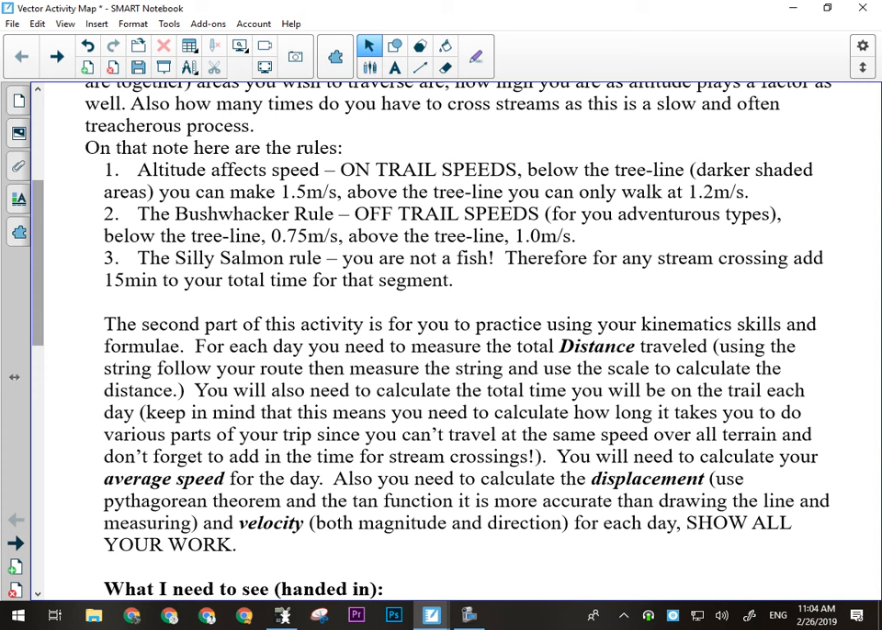So you stop, you check for a good spot to cross. I mean, if you're on the trail, well, you have to stop and wait because there'll be a what? Right. If you're off trail and you're crossing a river, then you've got to take your time and find a good spot to cross. That takes time. You've got to take your boots off, walk in your bare feet or your sandals or whatever. But it's going to take you an extra 15 minutes. Every time you cross a river where there's no bridge, add 15 minutes to your total time. That's the silly salmon rule.